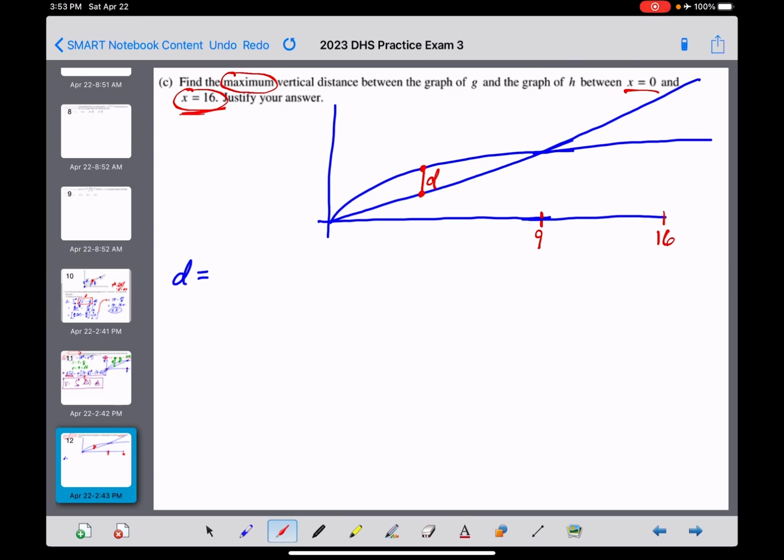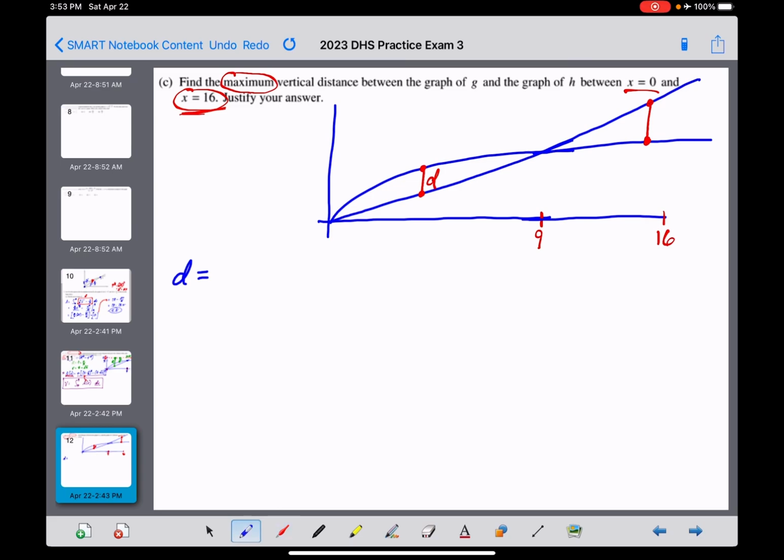The only problem is this. The way I've drawn D right here, it's the square root function on top and then the linear function on bottom. But if we go all the way out to x equals 16, now all of a sudden those things flip around a little bit. Now it's linear function on top, square root function on the bottom.